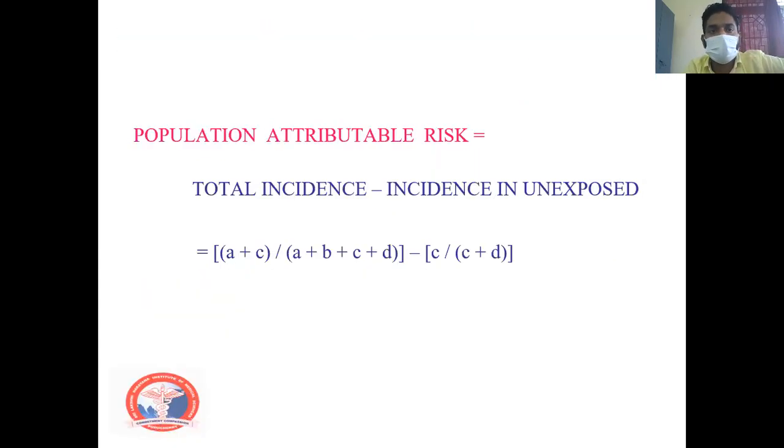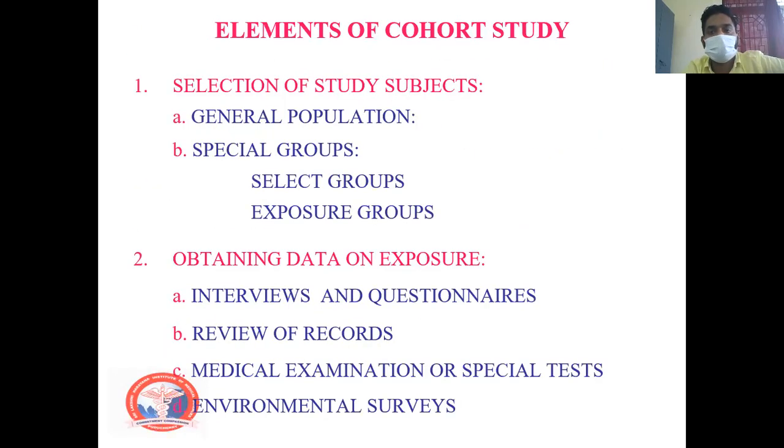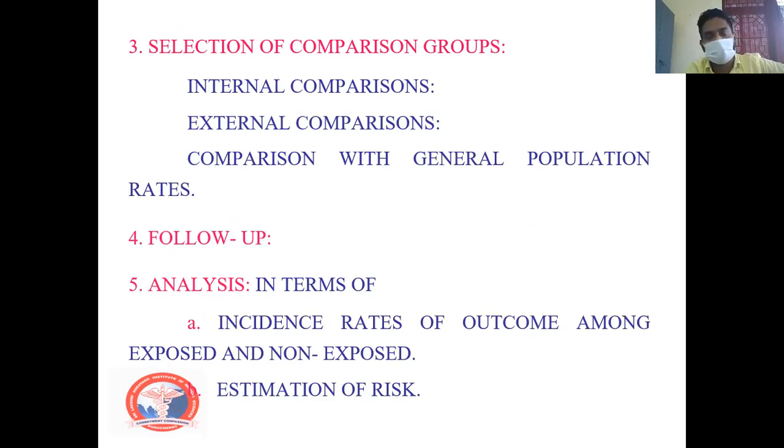Okay, so in short, a cohort study is nothing but a group of people who share common characteristics or experience. And what are the steps in a cohort study? Selection of study subjects from the general population or a specific group, selected group or exposed group; obtaining data on exposure, which can be done by interviews or questionnaires, review of records, medical examinations, or experimental surveys; selection of comparison groups, internal comparison, external comparison, comparison with the general rates; follow-up and analysis. By doing analysis, we can find out incidence as well as the estimation of risk.